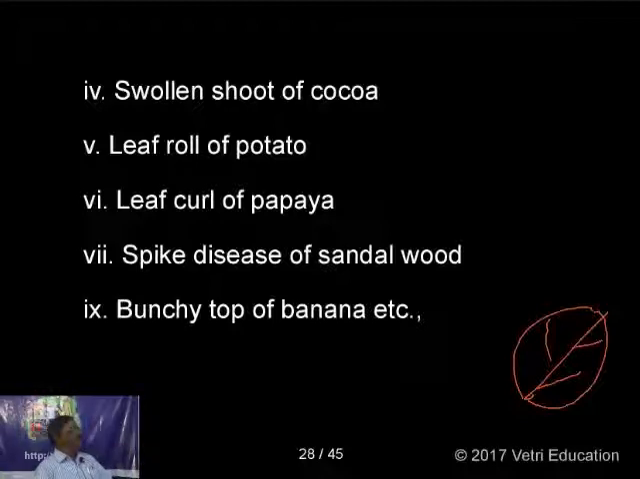The leaf roll of potato: in potato plants, rolling of the leaves takes place because of this viral infection. And in papaya also, you can find leaf curl disease, curling of the leaves takes place. And the spike disease, where at the end of the branches or the tip you can have a dead spike-like, stalk-like structure develop. Another is called the bunchy top of banana, where you can find crowded leaves at the tip. That is the rosette of leaves. The leaves become shorter and the stem becomes shorter and the fruits become very small and the plant becomes short. That is due to the viral disease.